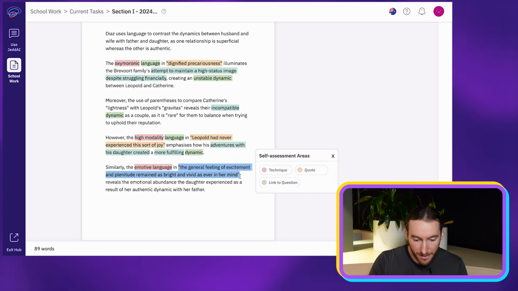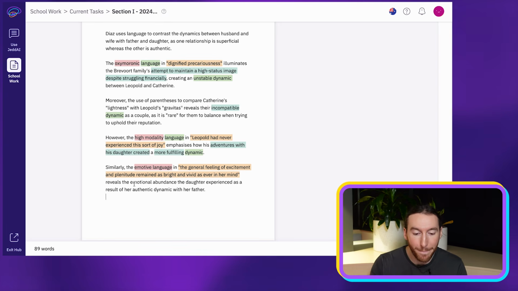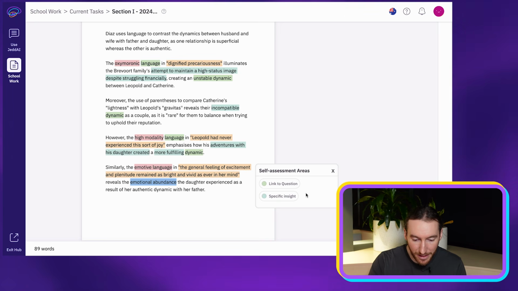Then we get the quote in. This one's a little bit longer to capture everything we need. Reveals the emotional abundance. "Now, the general feeling of excitement and plenitude remained as bright and vivid as ever in her mind." So this was describing the daughter's feelings during that period of their life, or of her life. And for me, that kind of was speaking to an abundance of emotions, right? So that's why I'm using emotional abundance, plenitude, right? Reveals the emotional abundance, not just the emotion, that's too vague. Say something specific, there it is.